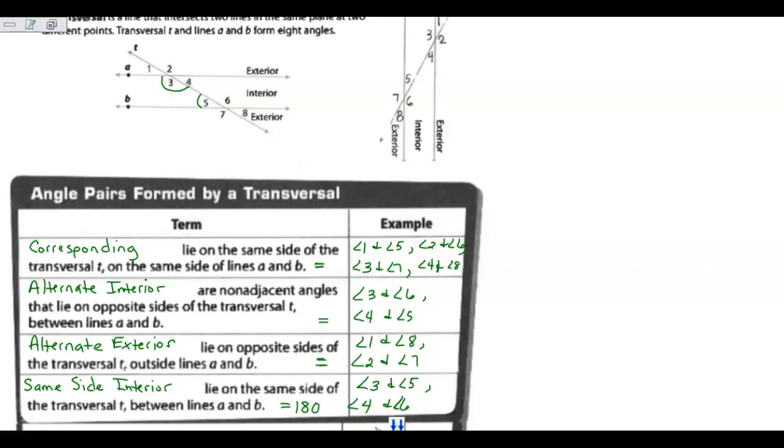Another one that we talk about, but it's not mentioned here, are same side exteriors, and they're the same way. So if I were looking at an exterior on the same side, like 1 and 7, you see this is a narrow angle and this is a wide angle. If I add the sum of those two together, I would also get 180. And those are called same side exterior. And again, those are exterior, so they're outside the parallel lines, but they're on the same side of the transversal line. Okay.